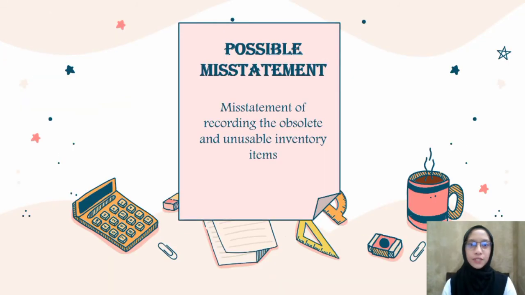The possible misstatement of realizable value is misstatement in recording the obsolete and unusable inventory items. This means that although the auditor has looked at the inventory, maybe he still overlooks some inventory that is unusable or dust covered, and the company still records it as normal inventory.